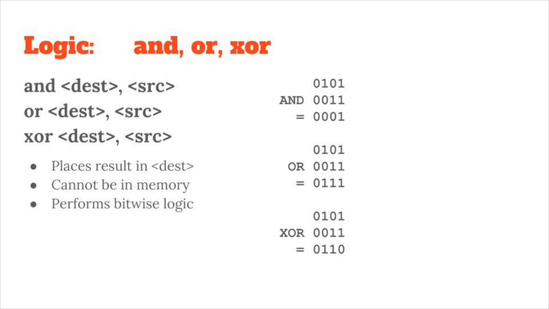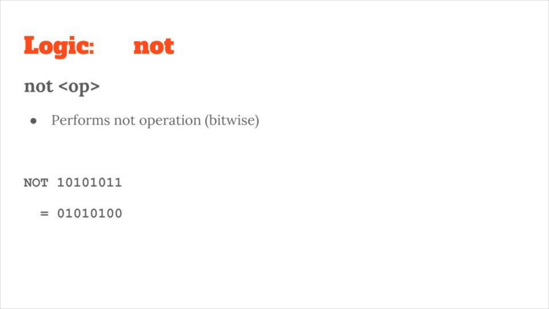Are you guys all familiar with AND, OR and XOR? Okay, so it basically does a bitwise logic function and then places that in the destination. They can't both be in memory, again. And that's basically it. I didn't give an example for that because it's so similar to add and subtract, just a different operation.